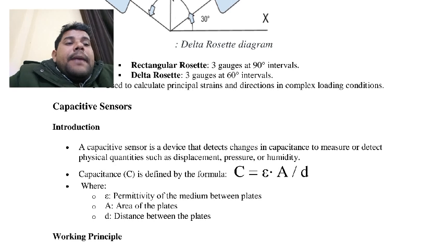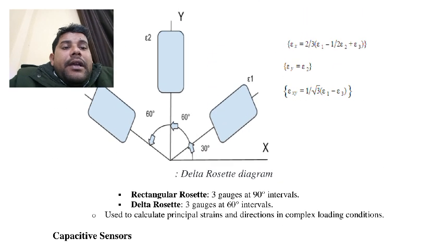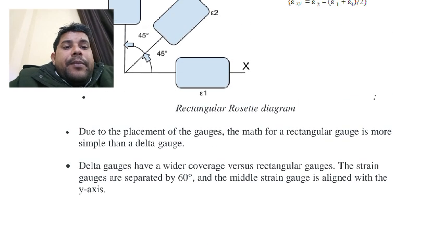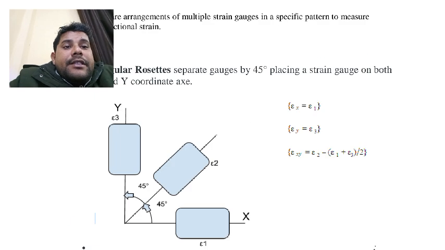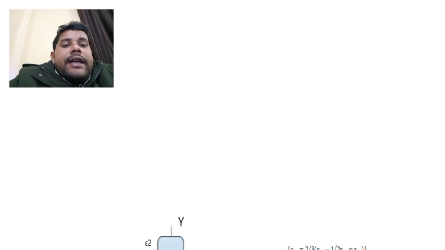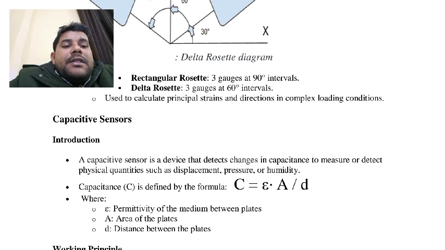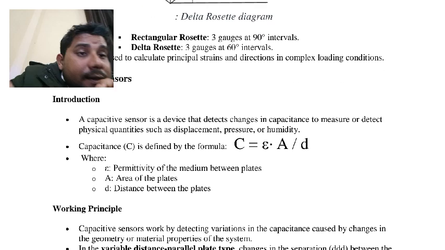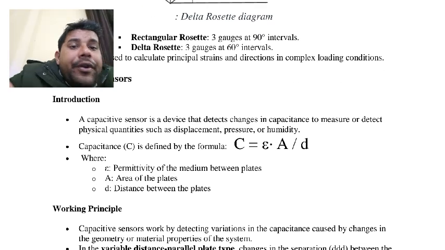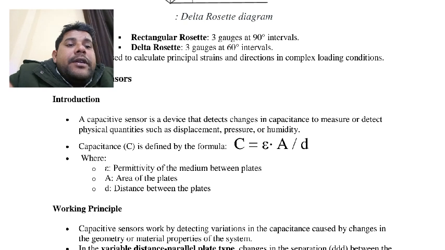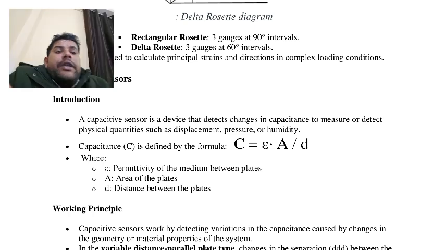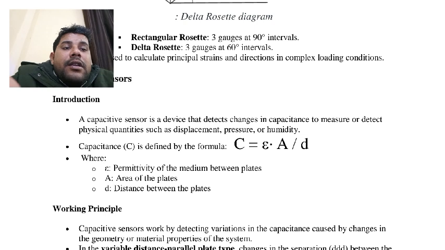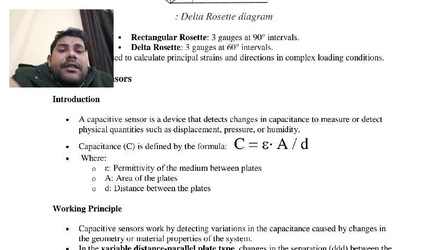Next, we will discuss the capacitive sensor. What we have studied so far are the rectangular gauges, due to the placement of gauges, and the rosette arrangement. This second one is the capacitive sensor. A capacitive sensor is a device that detects the change in capacitance to measure or detect a physical quantity such as displacement, pressure, or humidity. So three quantities we can measure: first displacement, second pressure, third humidity, using capacitive sensors.